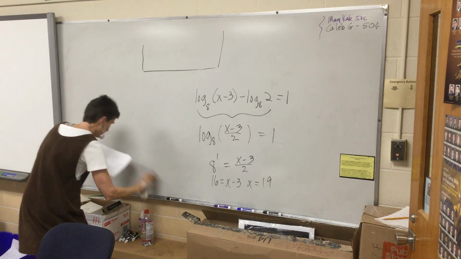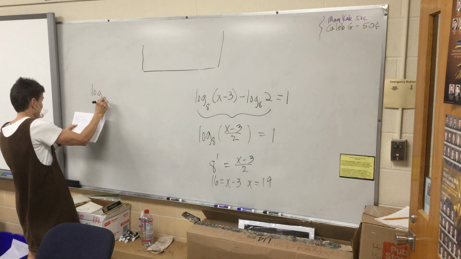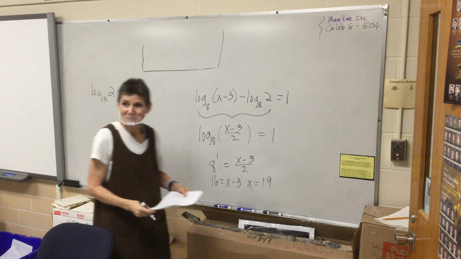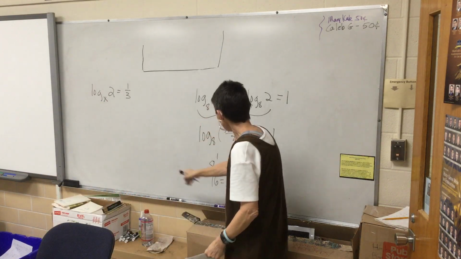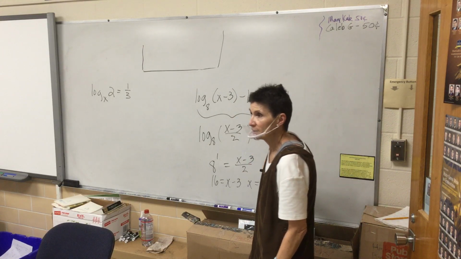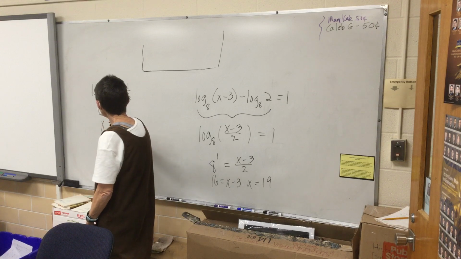All right, a couple more in this section. Let's see. Log base x of 2 equals 1/3. Well, we just talked about it. Isn't that exactly what we had right here? Yeah. So we're going to loop through it. And it's going to say x to the 1/3 equals 2.